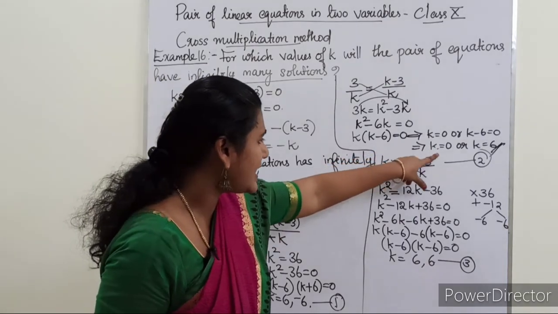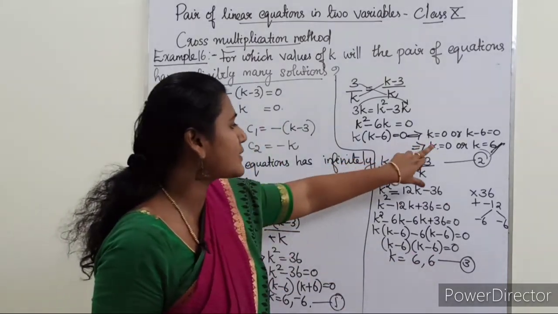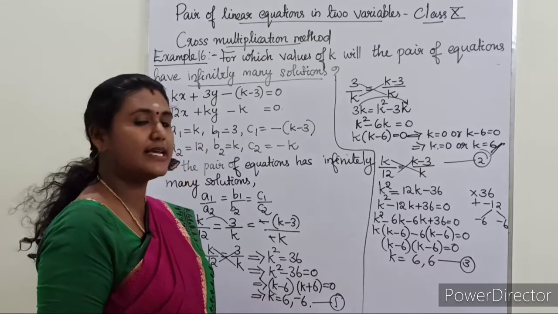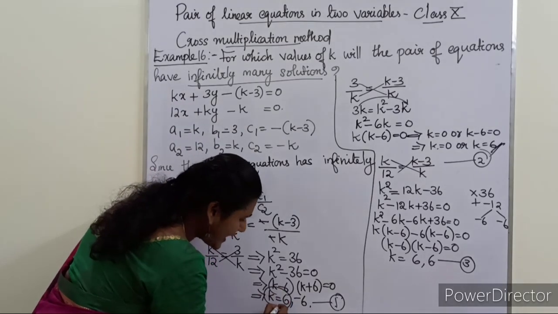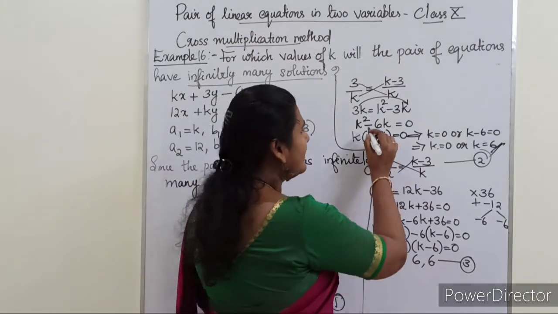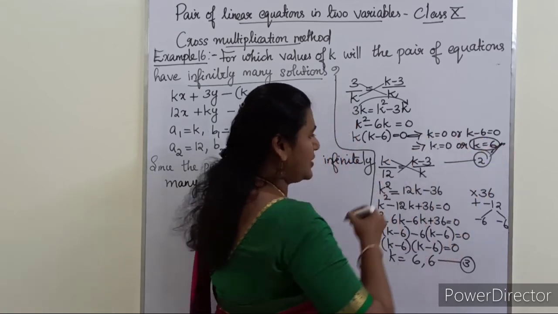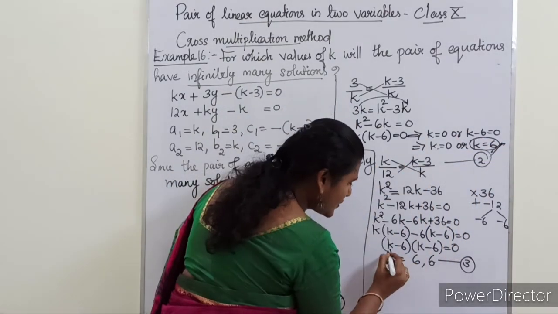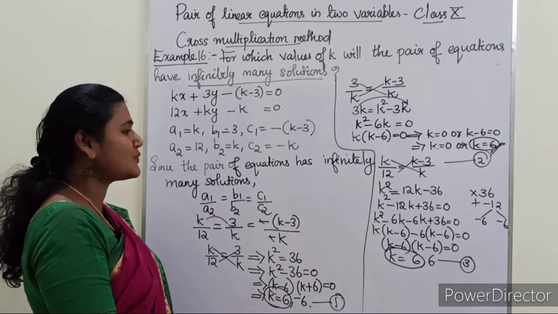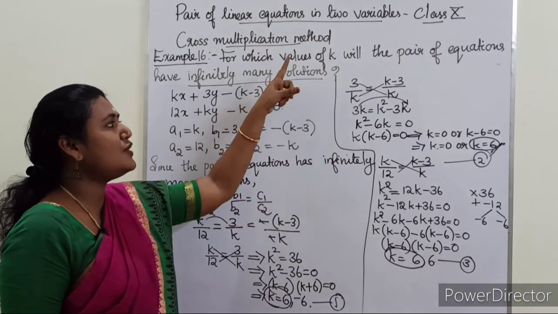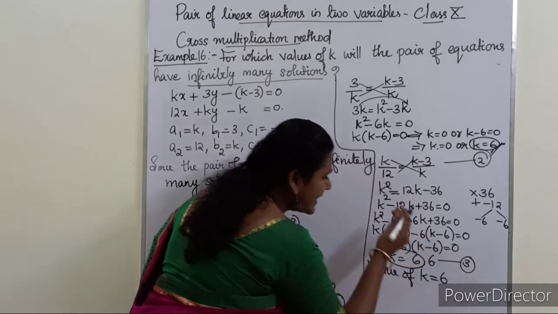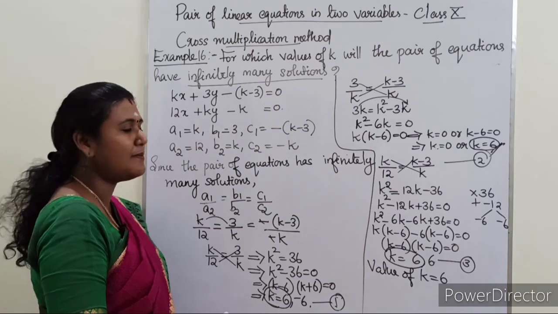Now out of these three conditions, check which value is common for all the three cases. So which value of K satisfies all the three conditions. If you see here, when you take the first and the second ratio, you got K is equal to 6. When you take the second and the third one, you got K is equal to 6. And for the first and the third ratio also, you got K is equal to 6. So K is equal to 6 satisfies all the three conditions. Therefore, the value of K is equal to 6, for which the given pair of equations has infinitely many solutions.